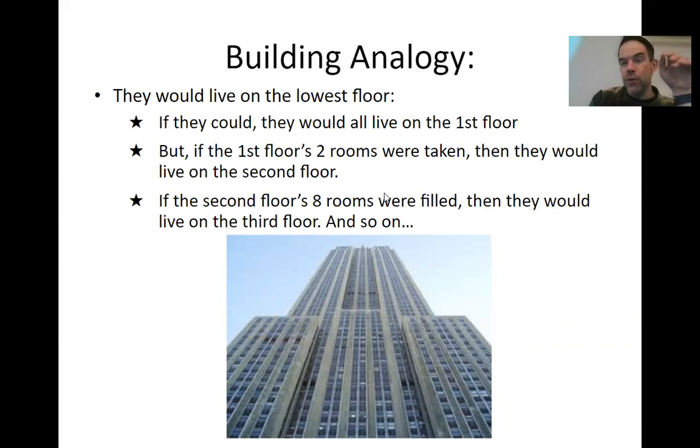The second floor has 8 rooms. If they were full, you'd live on the third floor. The third floor has 8 rooms, and if that was full, you'd live on the fourth, and so on. You get the analogy. So that's how things get full in general, of electrons: first floor gets full, then second floor, third floor, fourth floor. In our building, it takes less energy to live on the bottom floor.